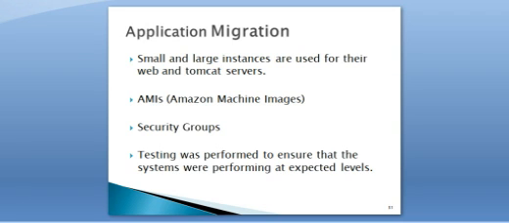During the application migration phase, the development team launched both small and large instances for their web and Tomcat servers. They created AMIs, Amazon Machine Images, basically called Golden System Images, for each server type. AMIs were designed to boot directly from an EBS volume and fetch the latest WAR file binaries during launch from the source code repository. They modified their build and deployment scripts to use the cloud as the endpoint.